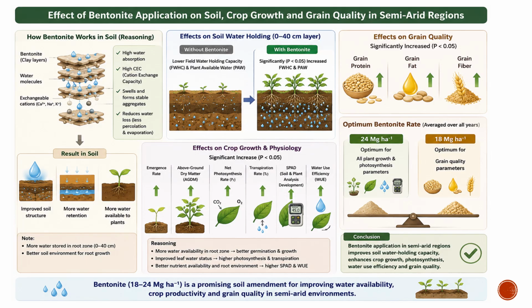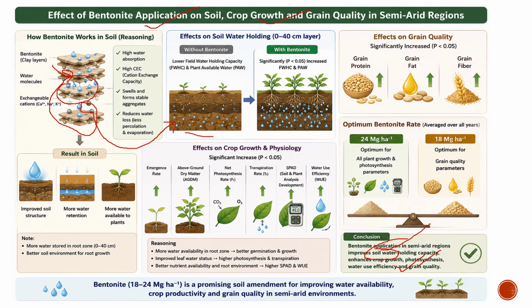If you look at a study on how bentonite applied to soil affects crop growth and grain quality in semi-arid regions, you find that bentonite application highly improved soil water holding capacity, photosynthesis, water use efficiency, and grain quality. After application of bentonite, what happens? In between the clay layers, it absorbs more water and more nutrients and stores them in the interlying spaces, which will be used by the plant. Because of that, it is holding more water.